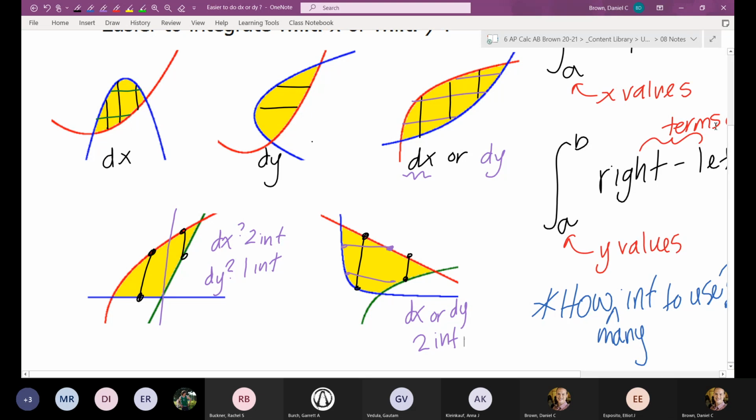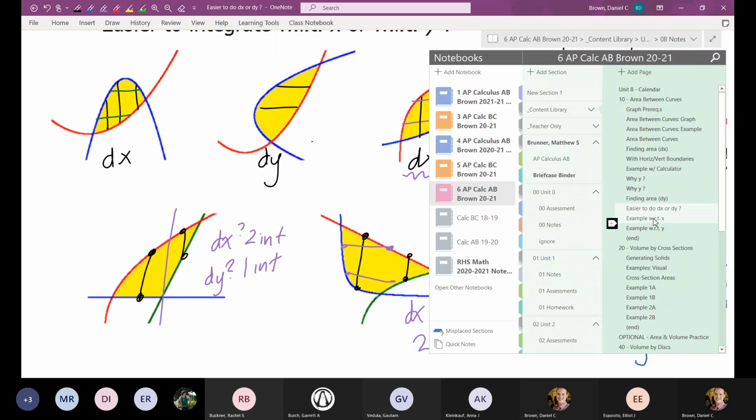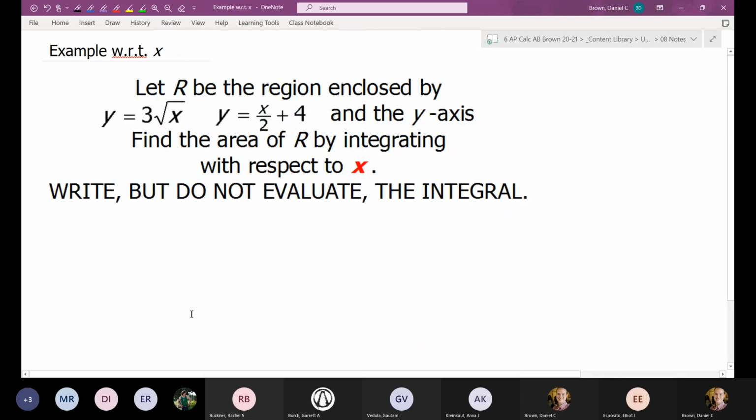So last problem, we're going to do it in two parts, is we're going to look at this one. So I have let R be the region, and close by, we have three graphs here technically. We have y is equal to 3 on the square root of x. I have y is equal to x over 2 plus 4. And then what is the third function? Technically the y-axis. And we want to find the area of that region.